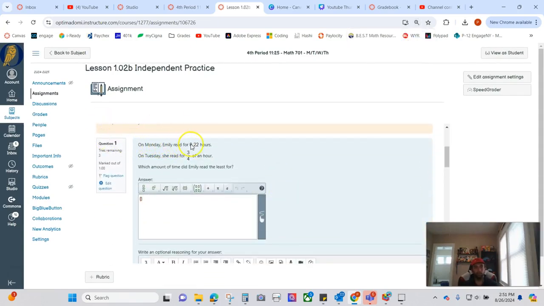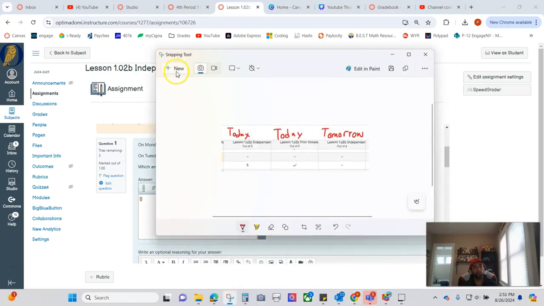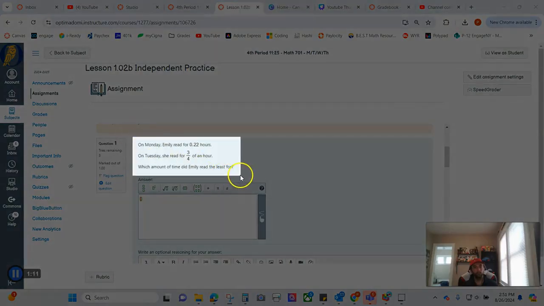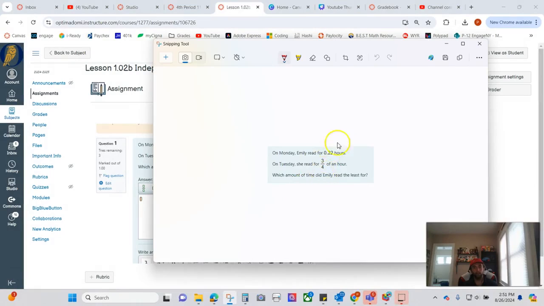On Monday, Emily read for 0.22 hours. On Tuesday, she read for 3/4 of an hour. Which amount of time did Emily read the least for? Interesting. So we have to compare these numbers and see which number is the smallest, the least.